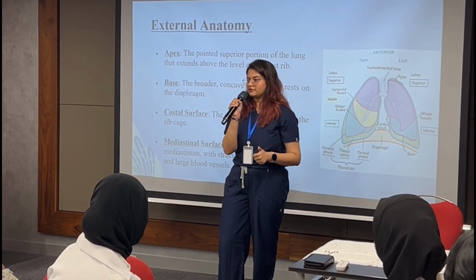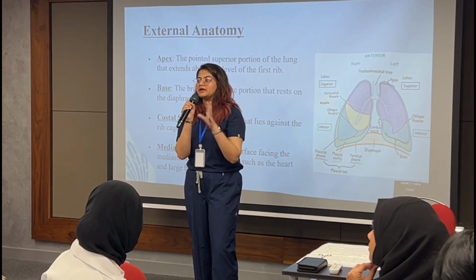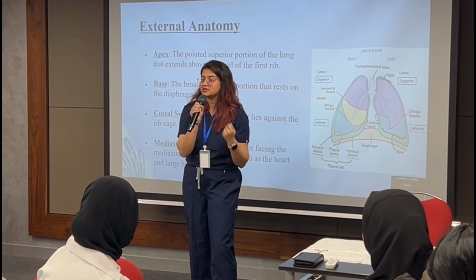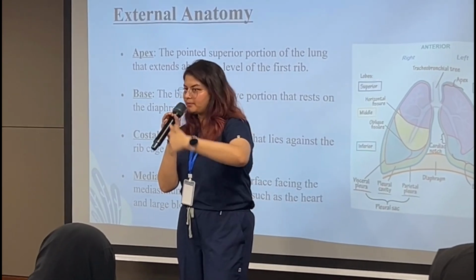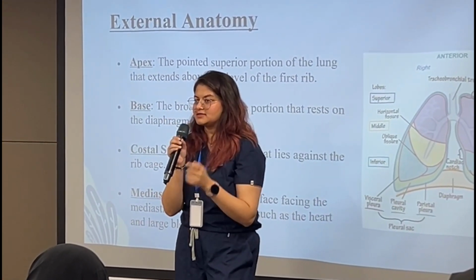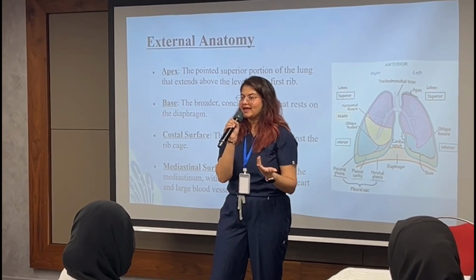Basically, the costal surface, it is the surface that is present in the anterior part of the lung, and it is the surface that is in parallel or in contact with the ribs. Then we have the mediastinal surface. So as the name suggests, mediastinal surface is the surface that is in contact or parallel to the mediastinum and the heart. Now we have the diaphragmatic surface, and as its name suggests, it is in contact with the diaphragm. And we have the interlobar surface.